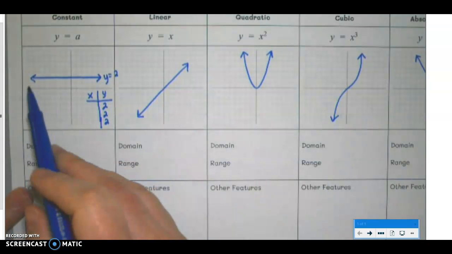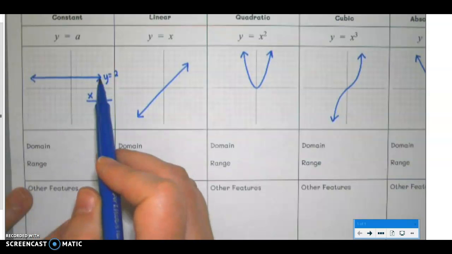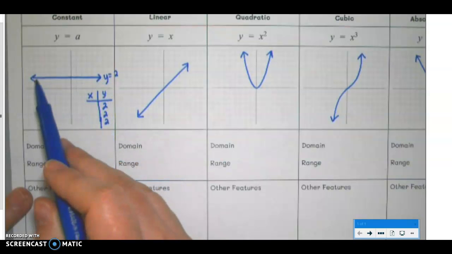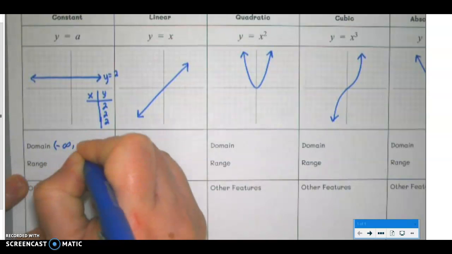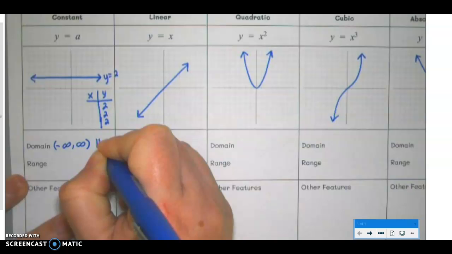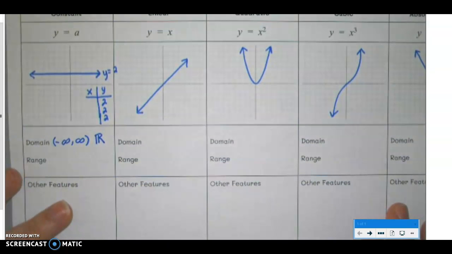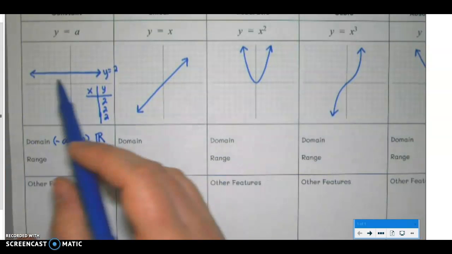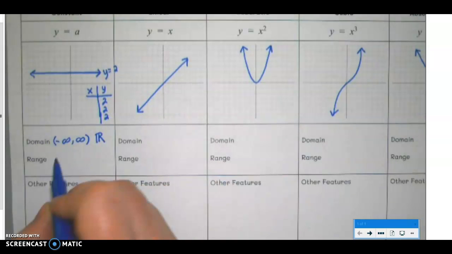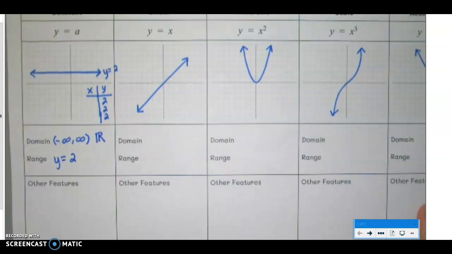So the domain of this function, domain describes the x values from the left to the right. So there's an arrow to the left and an arrow to the right. So the domain is negative infinity to positive infinity, which, I am a little bit of a lazy writer, so that fancy R means the same thing, the set of all real numbers. Now because this is constant, the y's are only 2. My range is simply describing the y values, which for this function is just 2.